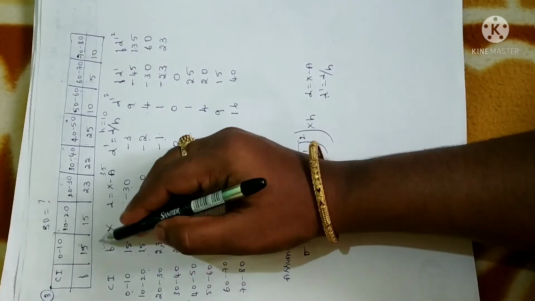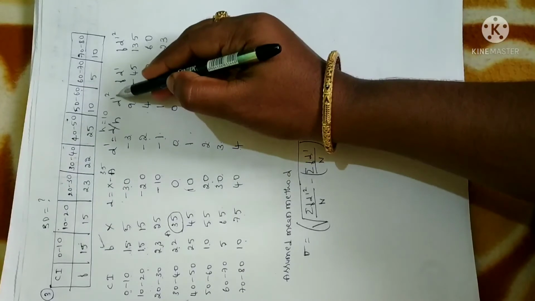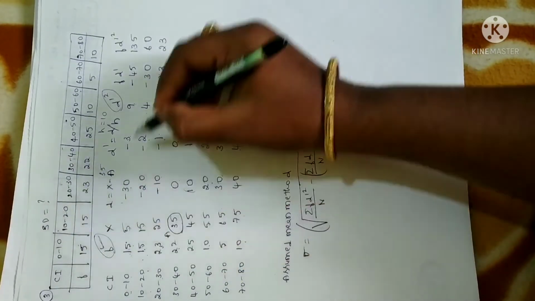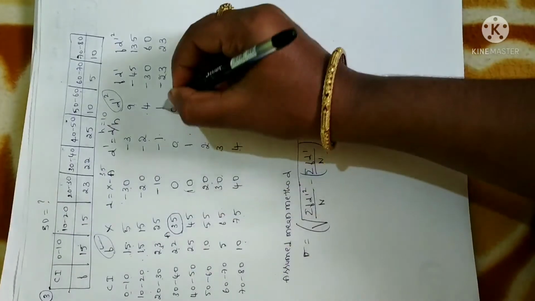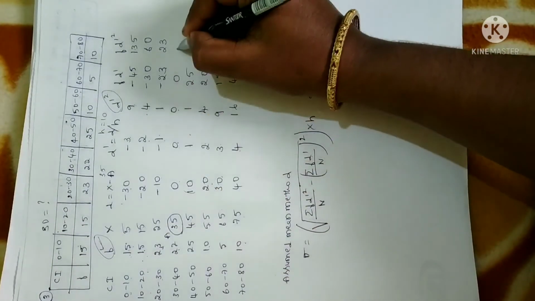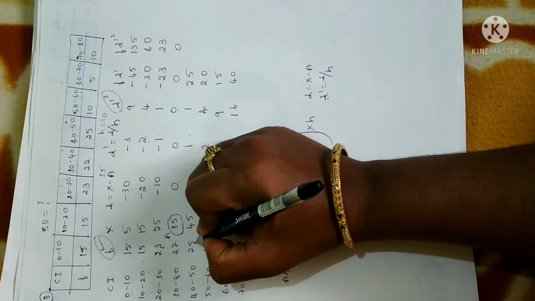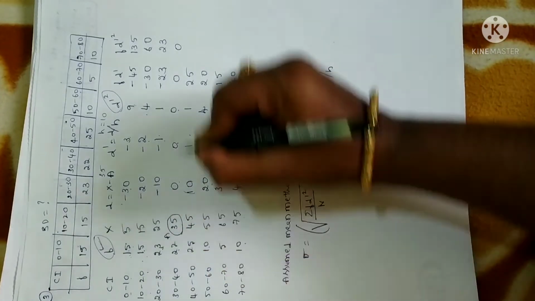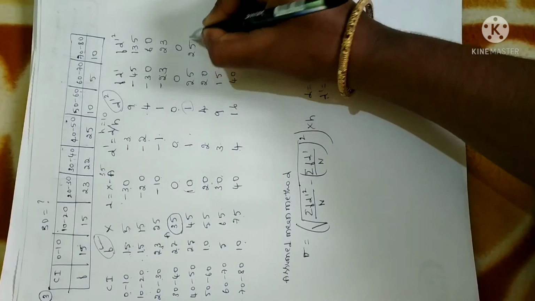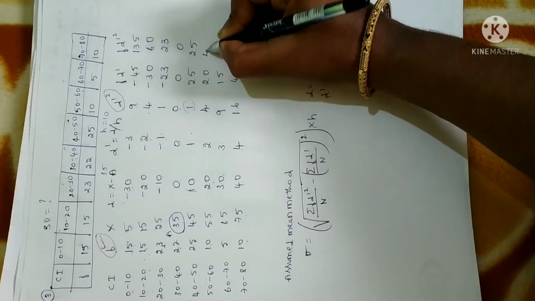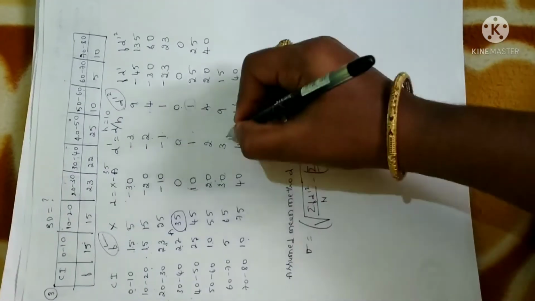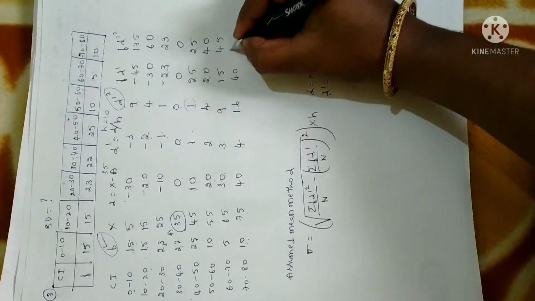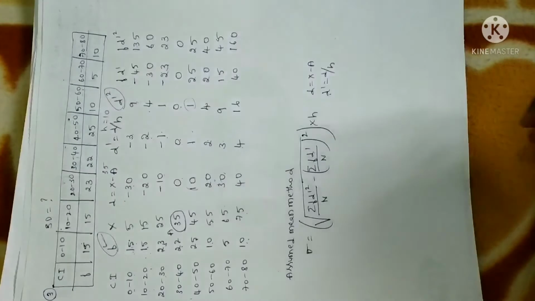I'm just repeating once again, f into d dash square. So this column: 15 into 9 135. 15 into 4 60. 23 into 1 23. 22 into 0 is 0. Next 25 into 1 is 25. Next 10 into 4 is 40. Next 5 into 9 is 45. Next 10 into 16 is 160. So I have done f d dash square value.